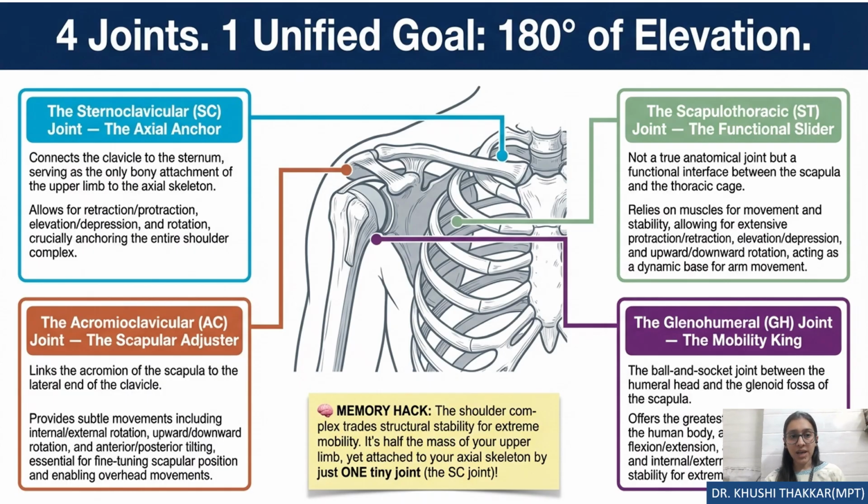Let's go to the sternoclavicular joint. For the entire joint mechanics and the bones and articulations involved, please refer to the last lecture. Now, the sternoclavicular joint is called the axial anchor. Why so? Because it is the only joint which serves as the bony attachment of the upper limb to the axial skeleton.